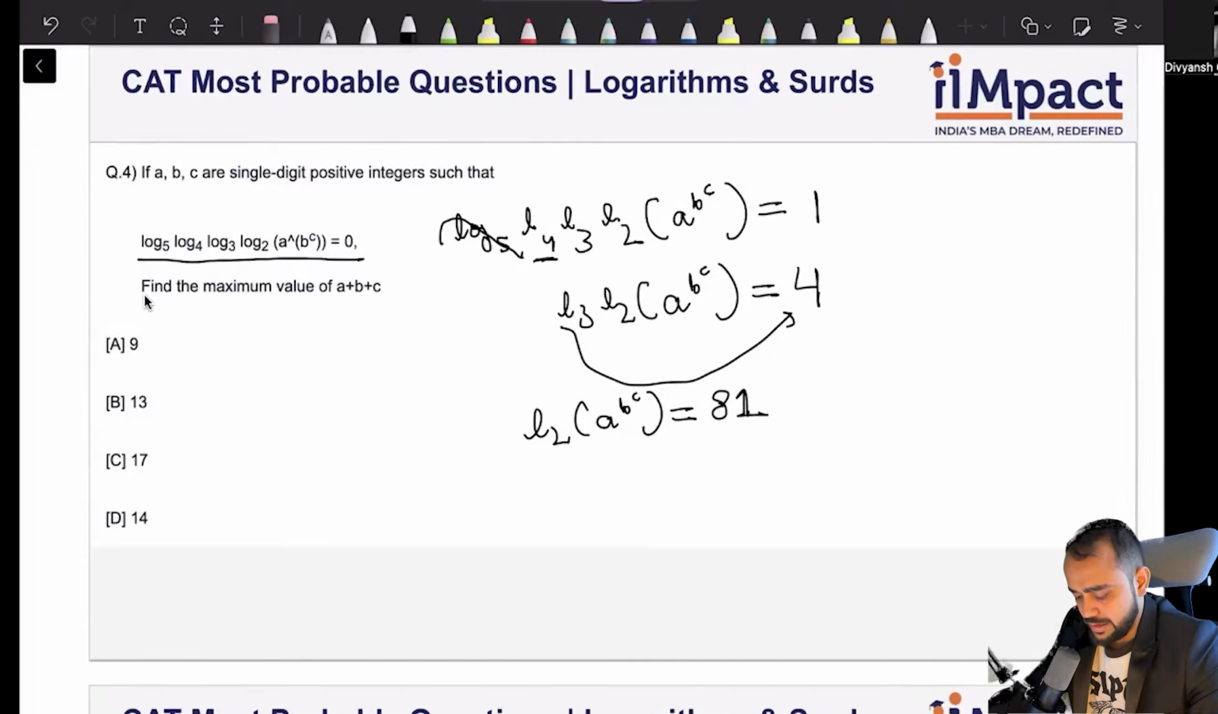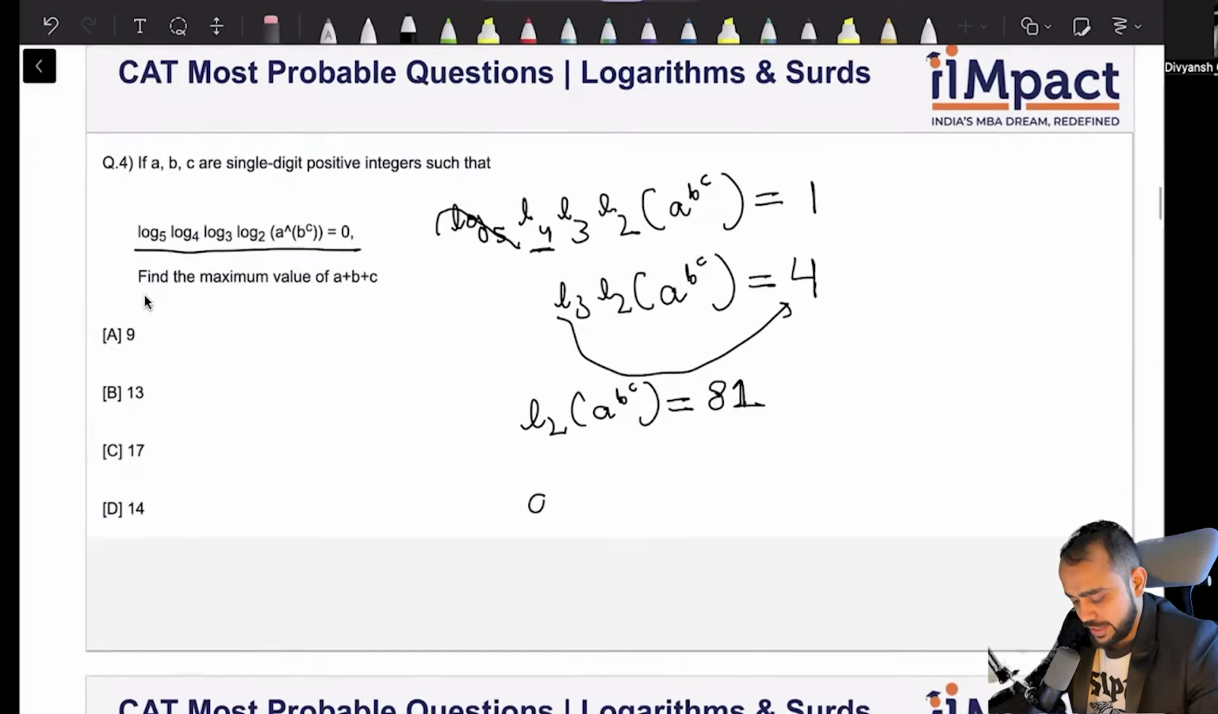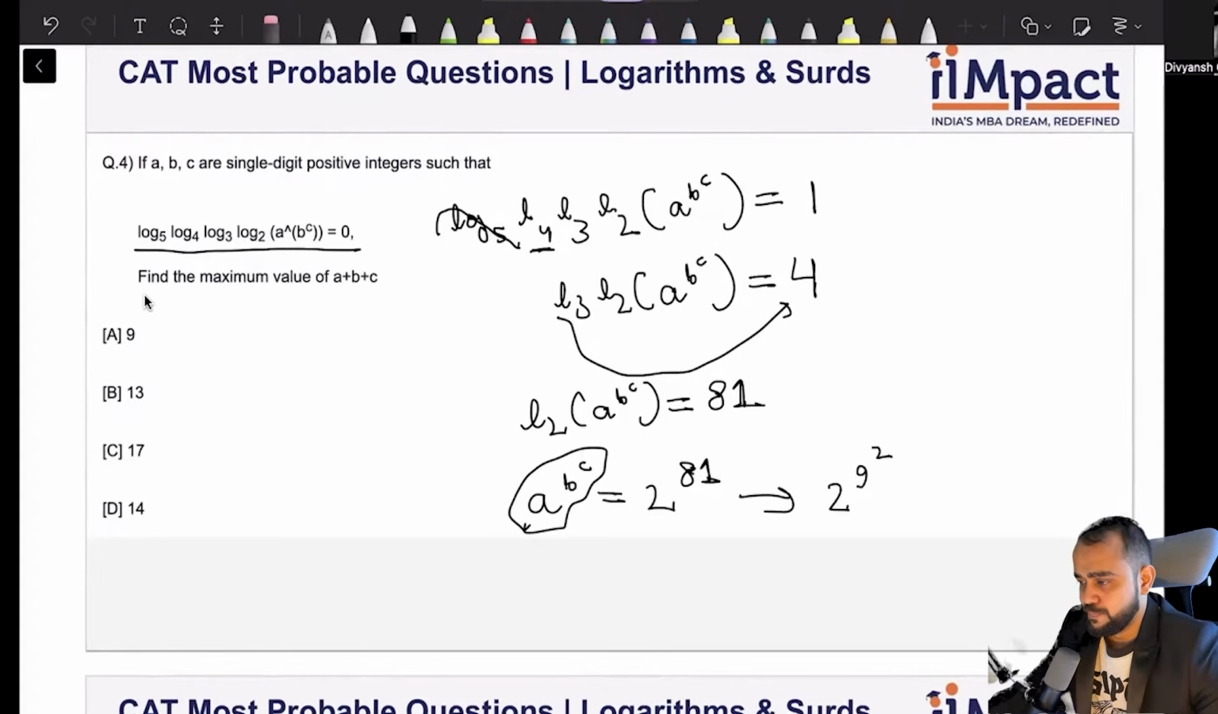Finally, I will take 2 to the other side. I'll get a to the power b to the power c is equal to 2 to the power 81. Now I will have to express it in this format. I can write this as 2 to the power 9 square. From this, it feels like the answer should be 13, but they have also asked for a maximum value, which means it should be possible to express this in some other form.